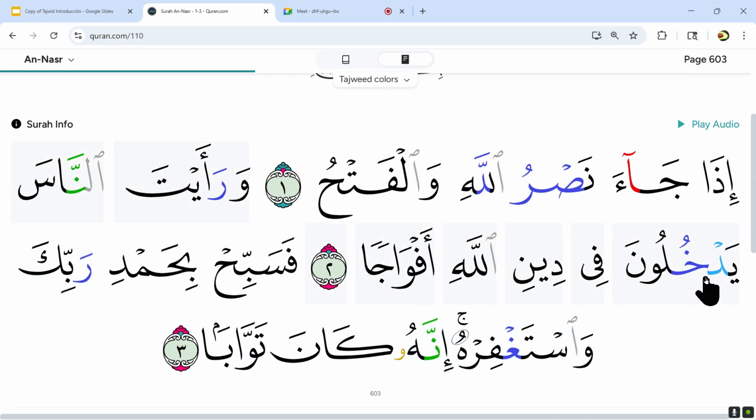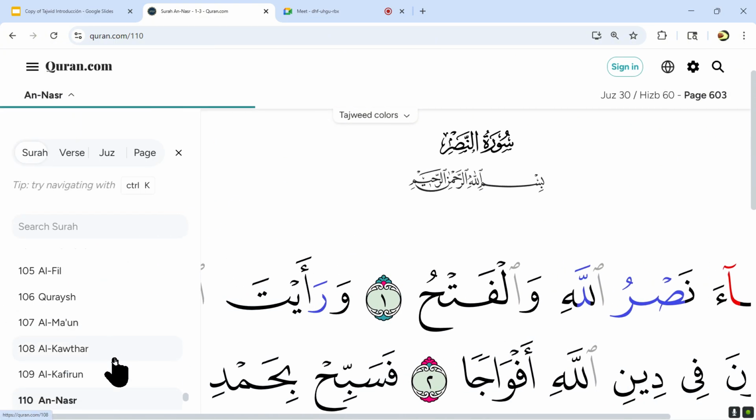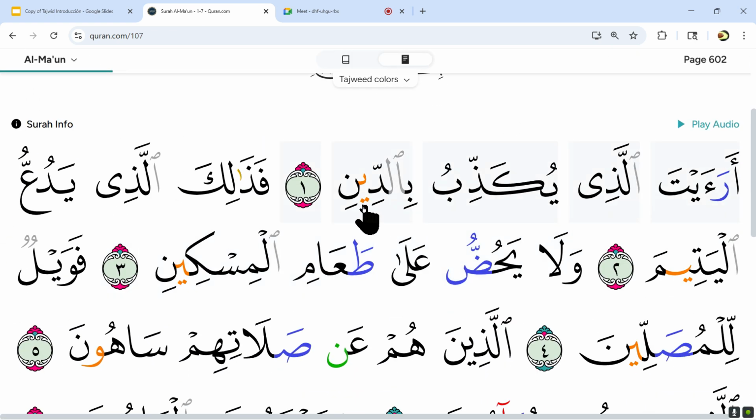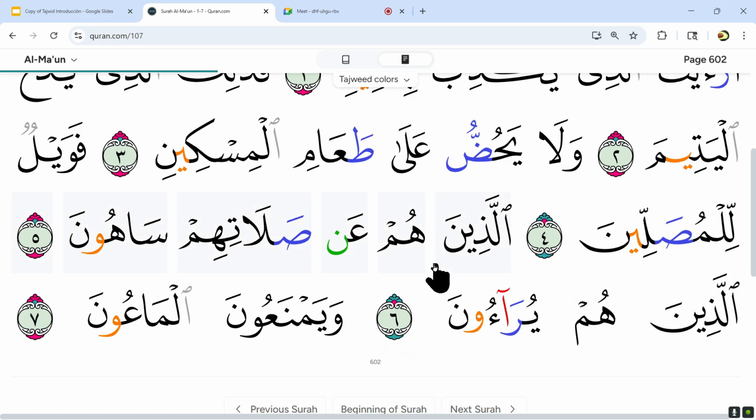Right here we have a bouncing sound. وَرَأَيْتَ النَّاسَ يَدْخُلُونَ, bouncing. And I think that's it. There's no rule. So let's go to Maun. Maun's a good one. There's going to be a heavy gunna coming up right about here.